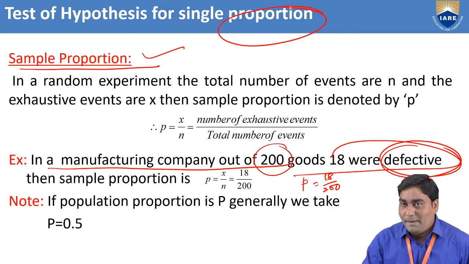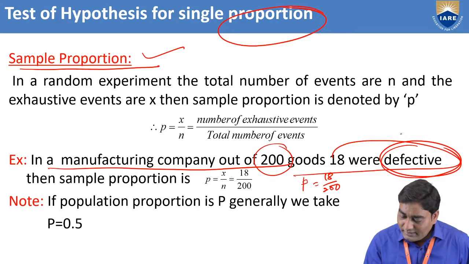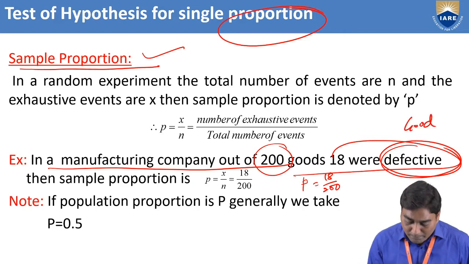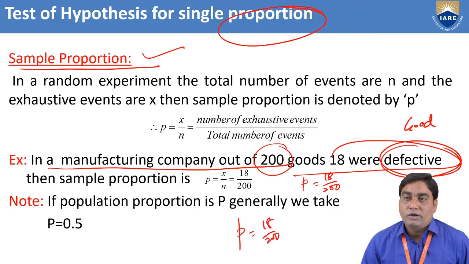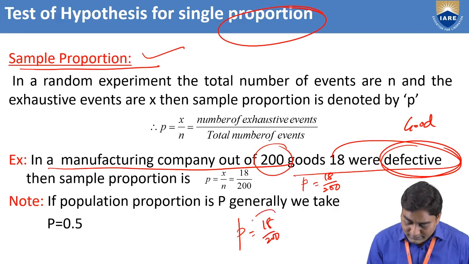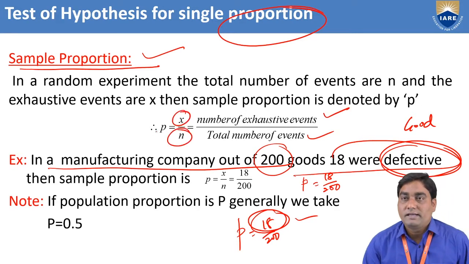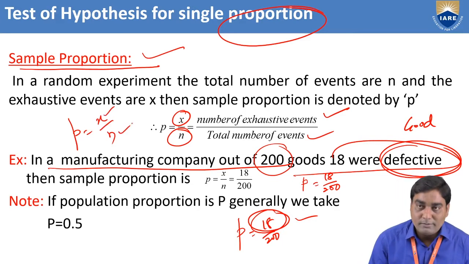Similarly, in the same example, in a manufacturing company, out of 200 goods, 18 were good. In that case, the sample proportion, P for good goods, is the same, 18 by 200. That means this is the number of exhaustive events by the total number of events, where exhaustive events are denoted by small x and the total number of events we denote by n. So the sample proportion is p equal to x by n, where x is the number of exhaustive events and n is the total number of events.